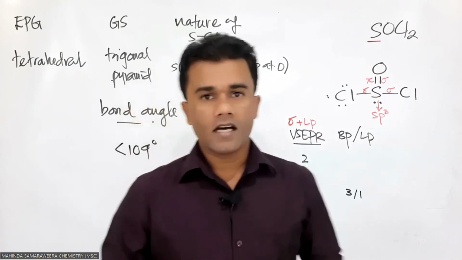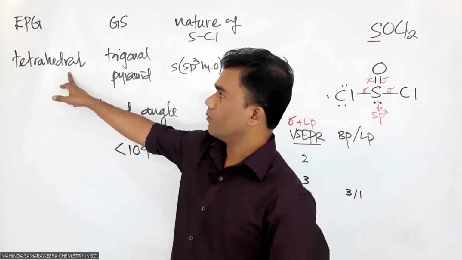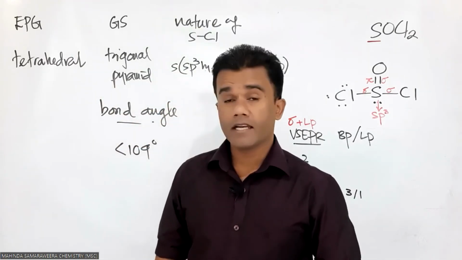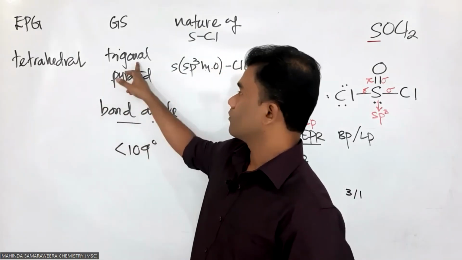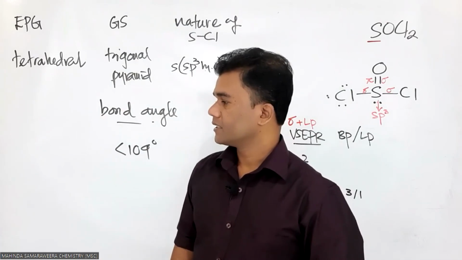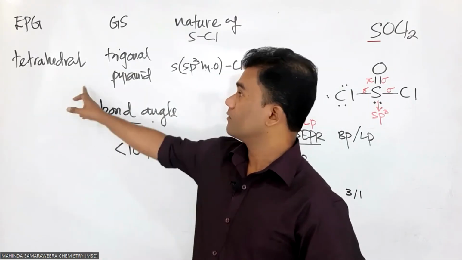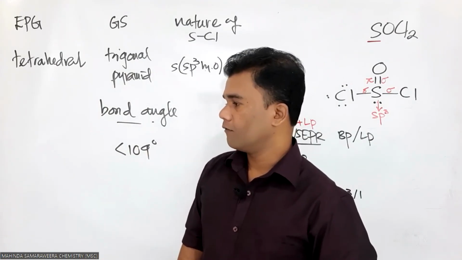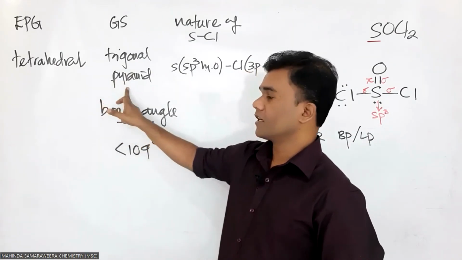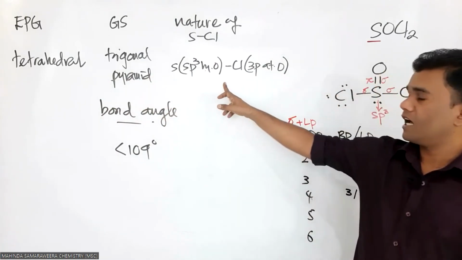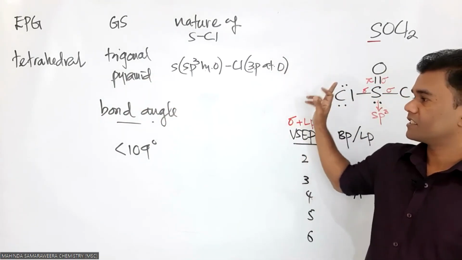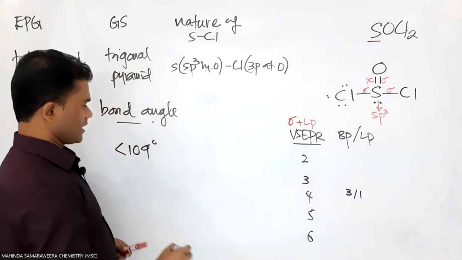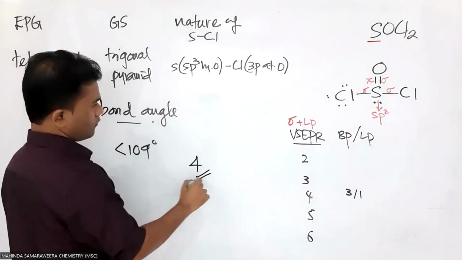Now, these are the answers for these things. This is the electron pair geometry, tetrahedral. You find it in the second answer and the fourth answer. Trigonal pyramid, where do you find it? Using these two only, we can find the answer. It should be the fourth one. Tetrahedral, trigonal pyramid, sp3 and 3p, and less than 109. So for this particular question, the correct answer is the fourth answer.